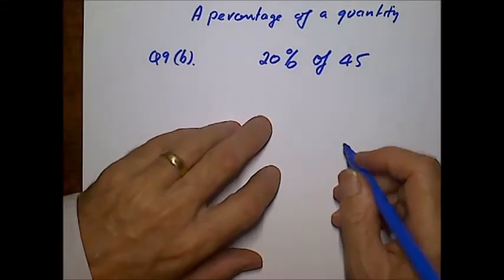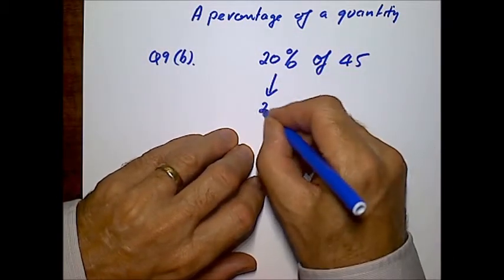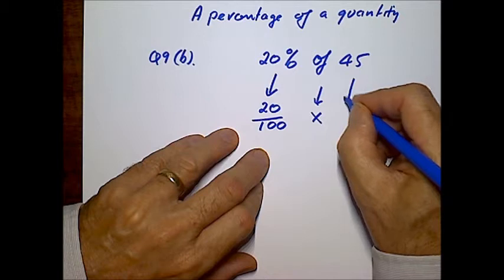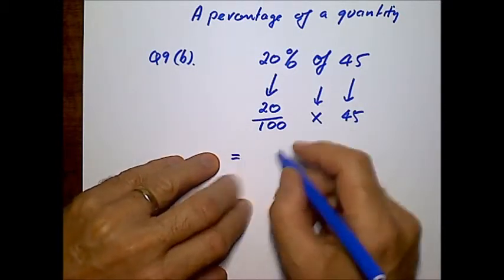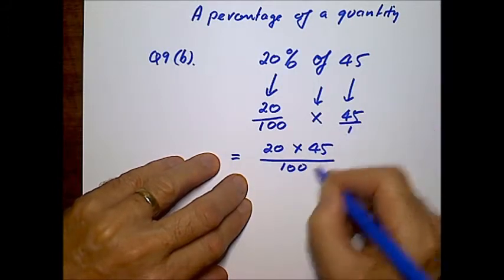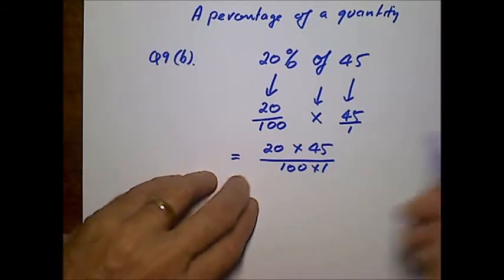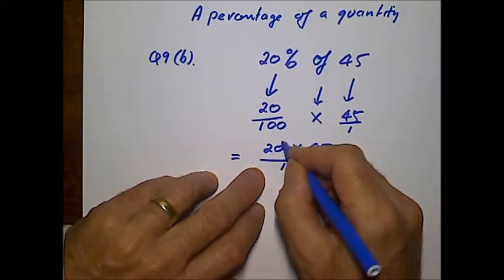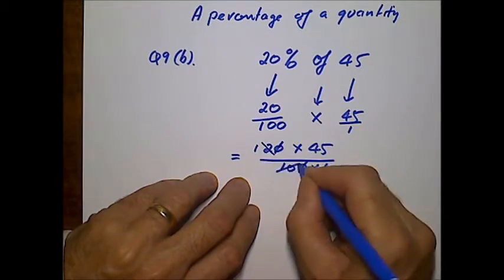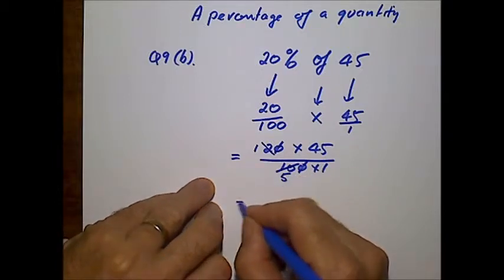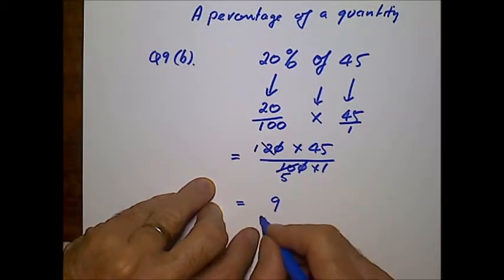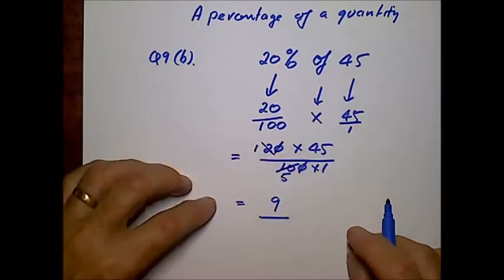Okay, this problem becomes relatively simple. We simply remember that 20% means 20 over 100. Of can be interpreted as multiplied, and multiplied by 45. So that becomes 20 multiplied by 45 over 100 times 1. Now again, we look out for common factors. The numerator and the denominator have a common factor of 10. And we also have a common factor of 2. So 2 into 2 goes once. 2 into 10 goes 5. So that will give us 5 into 45 goes 9. So 9 is 20% of 45.